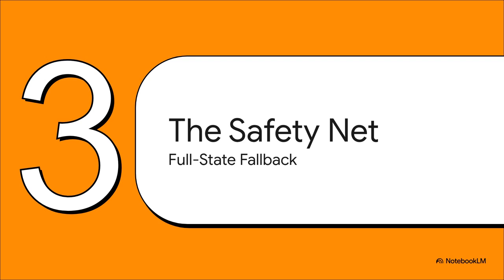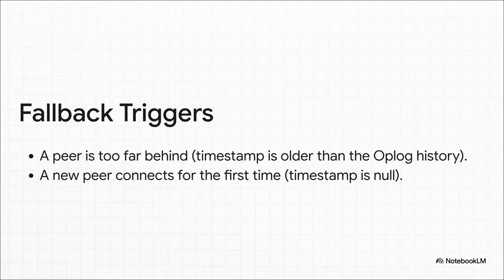Okay, so delta sync is fantastic when we're all connected. But what happens when you go on vacation for a week? You open up that shared document and there are hundreds, maybe thousands of changes. Your little list of updates is just hopelessly out of date. And for that, the system needs a safety net. And the system is smart. It automatically knows when to deploy the safety net.